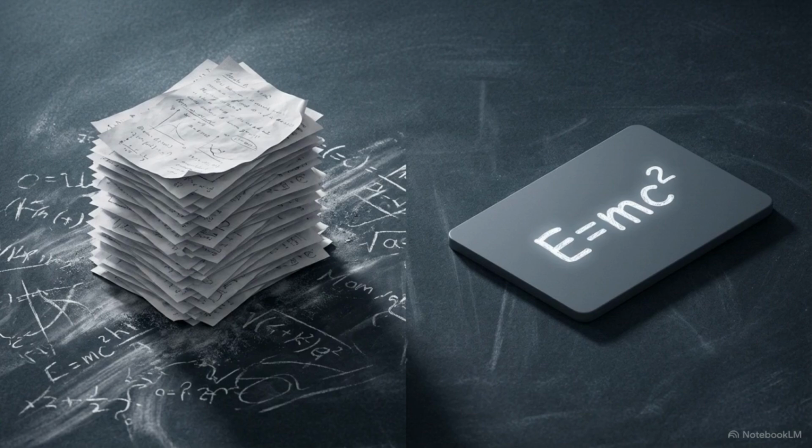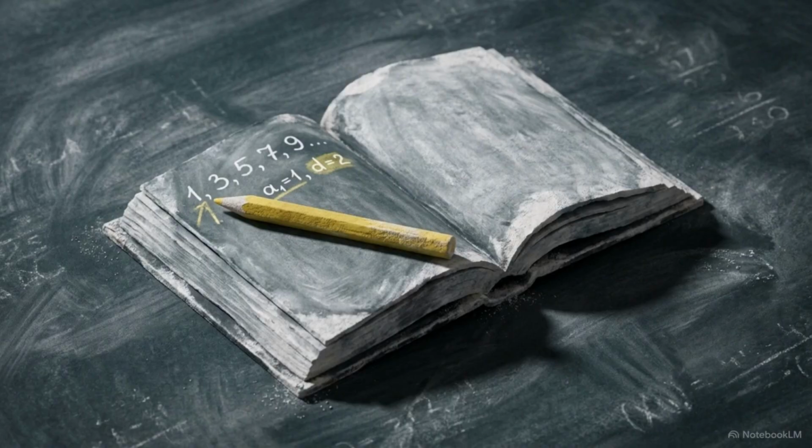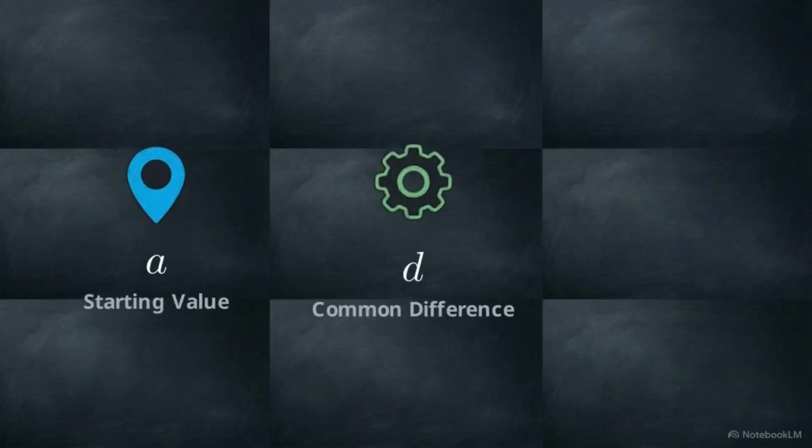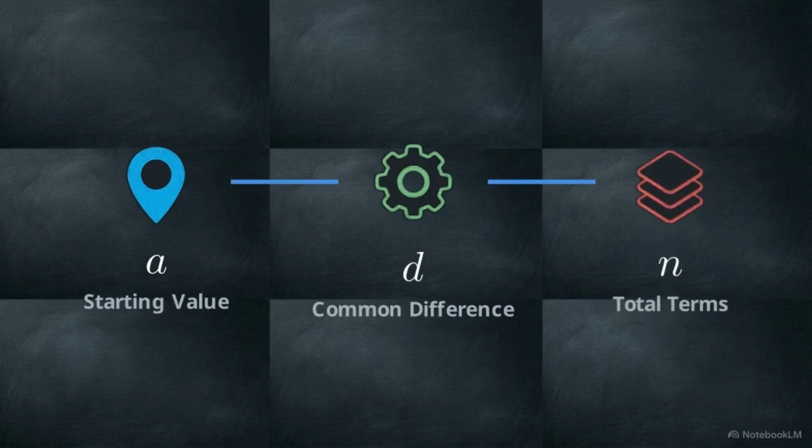To analyze any sequence, you first need to identify 3 variables. There is the starting value, A, the constant rate of growth, known as the common difference, D, and the total number of terms, N. This diagram shows your 2 options.